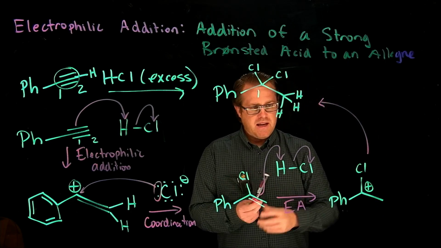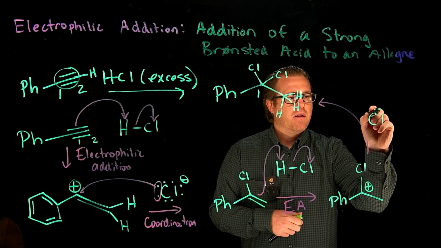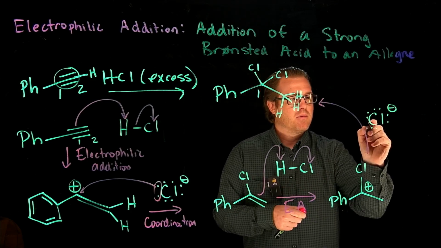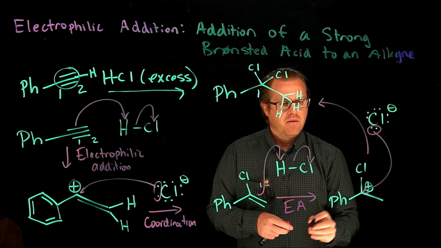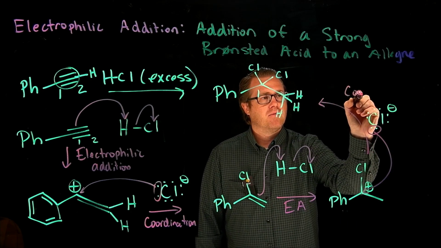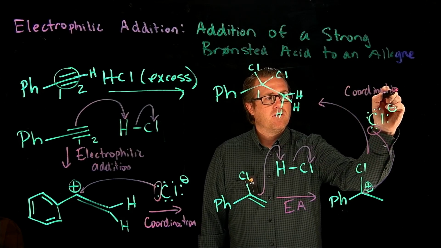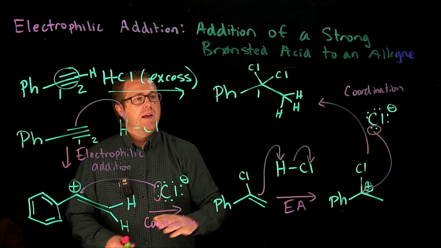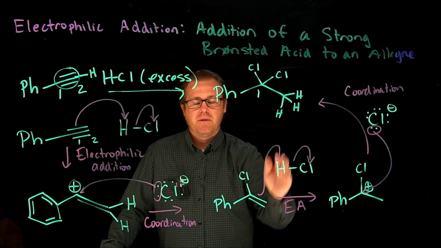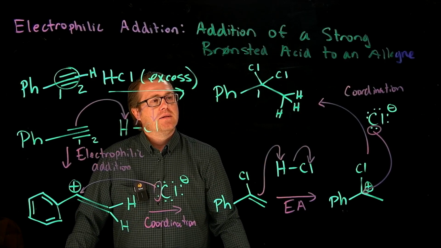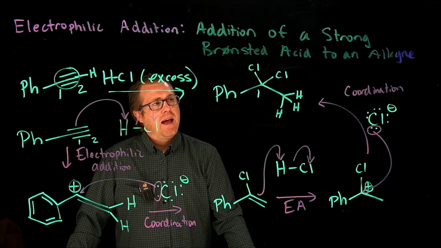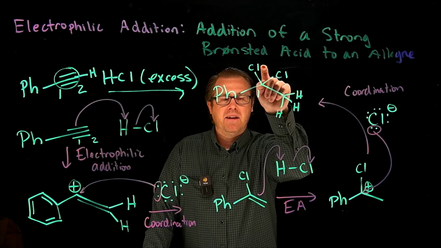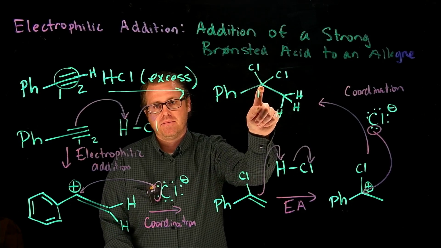And with what? We have another chloride floating around, which will then proceed to come in via a coordination step to generate our product. Okay. And so what did we generate? We generated a geminal dialkyl halide. And geminal simply means that the halogens that have been added are added to the same carbon.